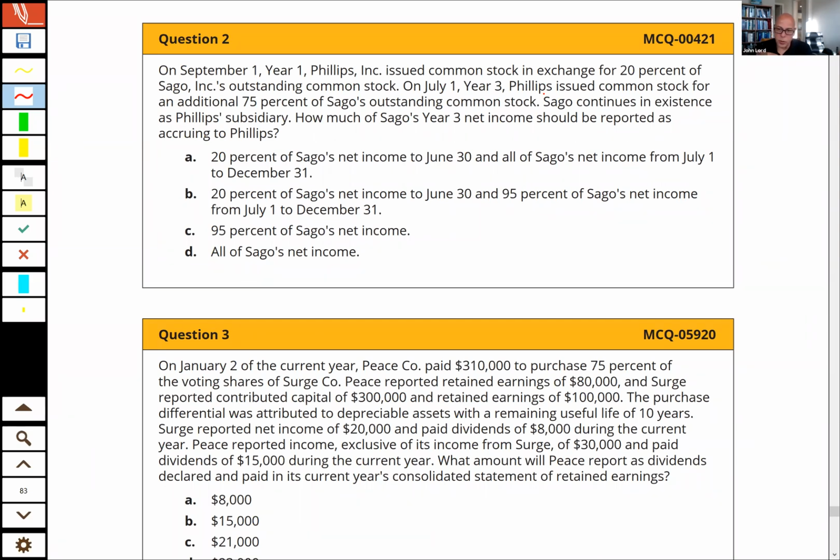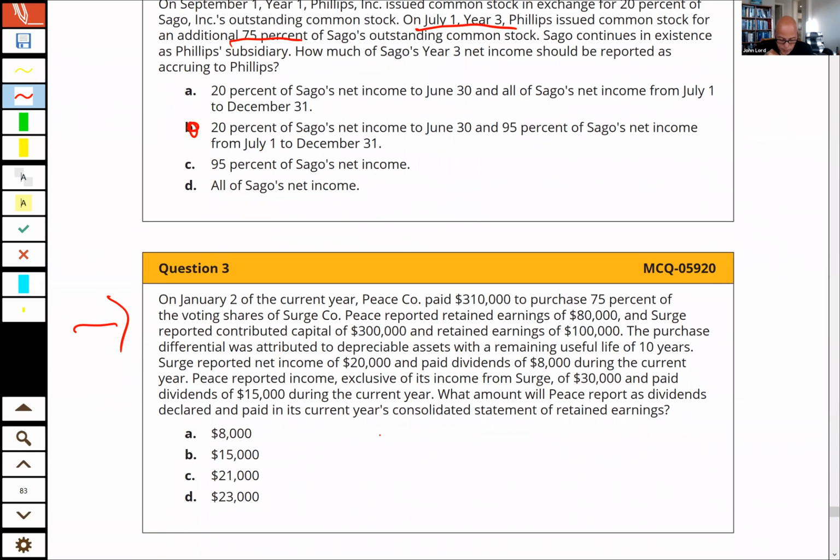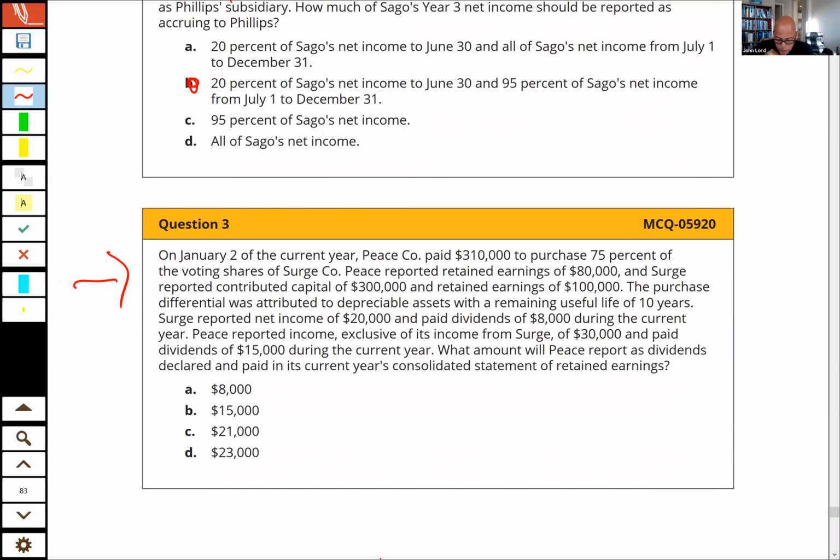So it would be 20% up to June 30th, because then they continue on and buy that extra 75% in July. And so it would be 95% from July 1st to the end of the year. Okay, good. Let's look at number 3. And this one's kind of tricky too, but maybe that's good.